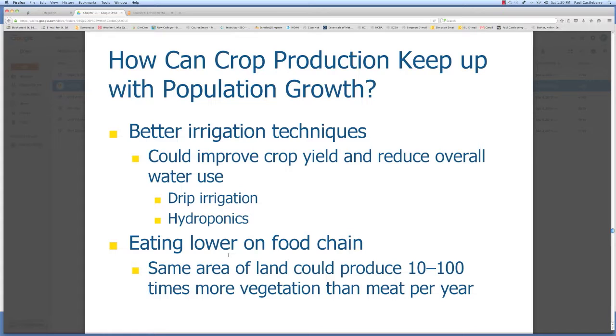There's also been a suggestion of eating lower on the food chain. So some areas of land could produce 10 to 100 times more vegetation than meat per year. So we go to a more vegetation-based type of diet versus a meat type of diet.